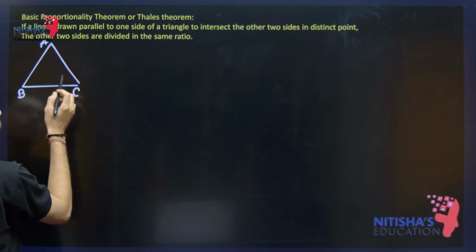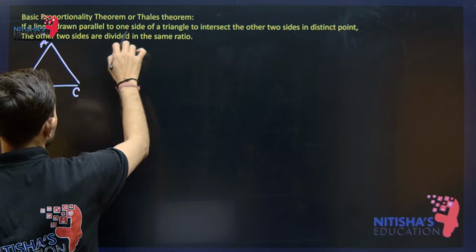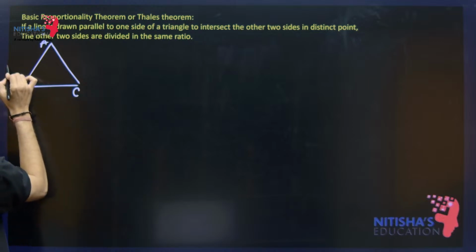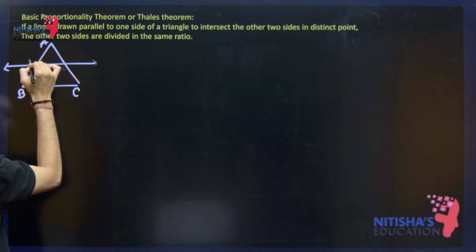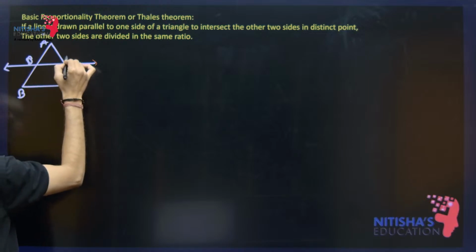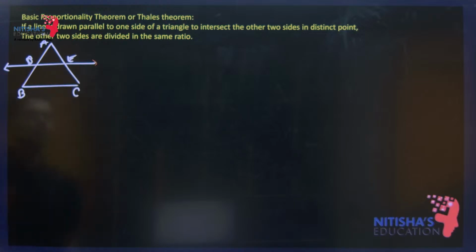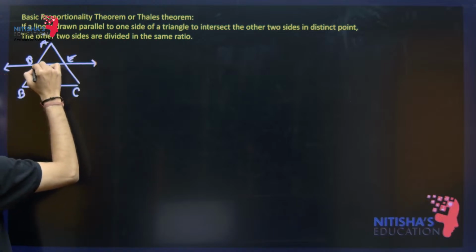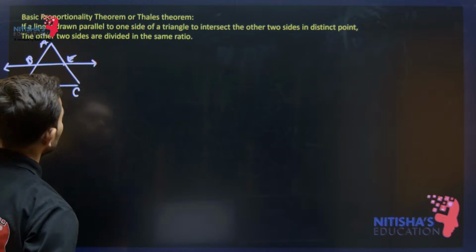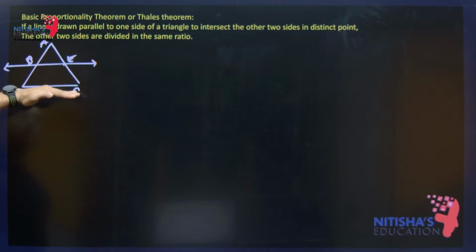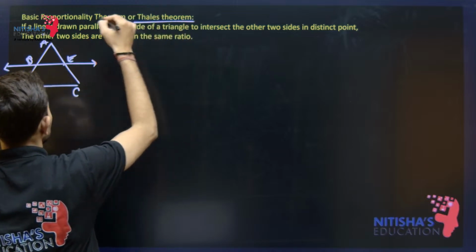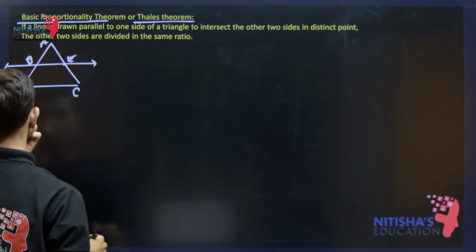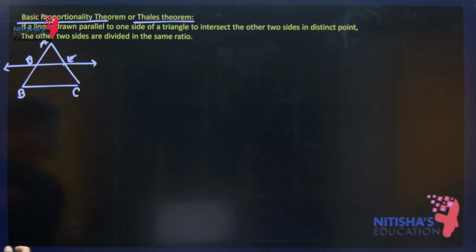I am drawing one line which is drawn parallel to one side. I am drawing one line, it is DE, which is parallel to BC, which intersects the two sides at D and E points. So if this line is parallel to the third side, then it forms a ratio of these two sides which are equal, that we need to prove, and it is called Thales theorem or basic proportionality theorem. Okay, so for that we need to do some construction.